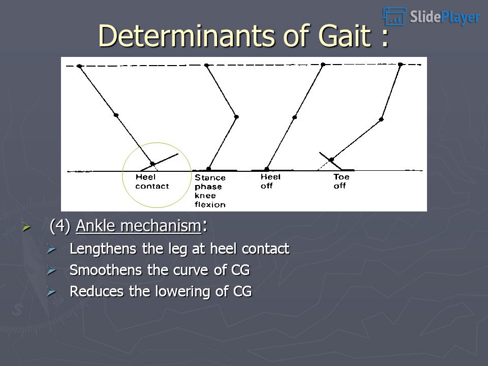Determinants of gait. 4. Ankle mechanism. Lengthens the leg at heel contact, smoothens the curve of the CG, and reduces the lowering of the CG.